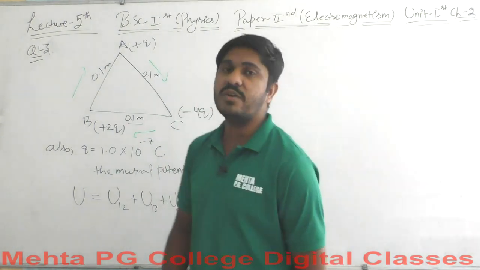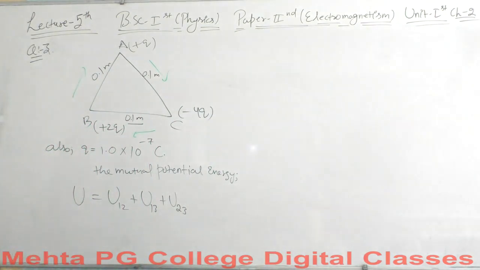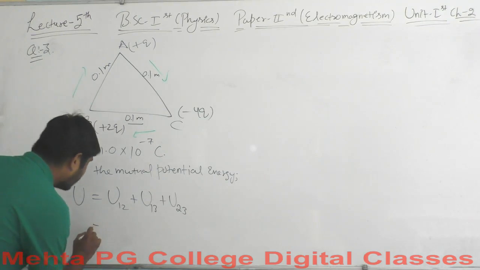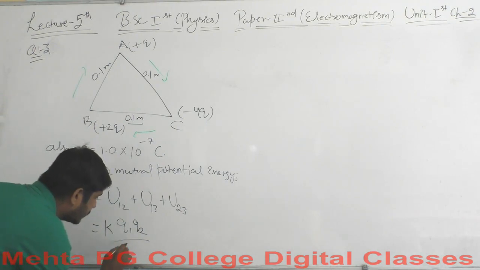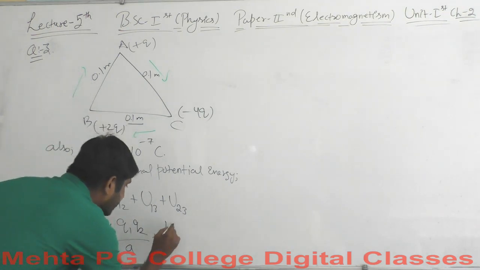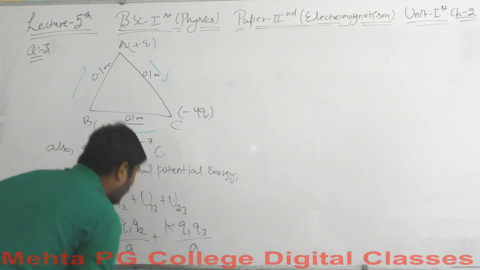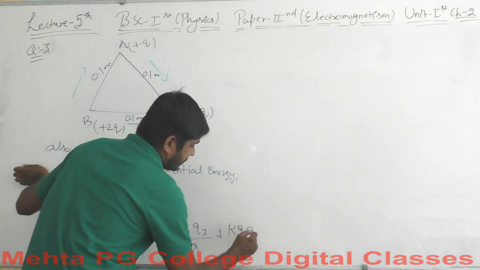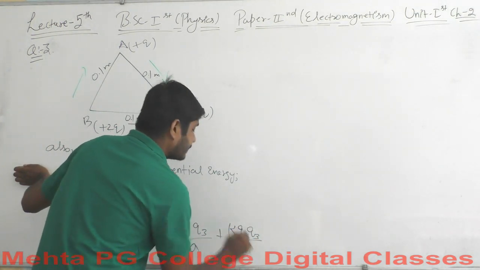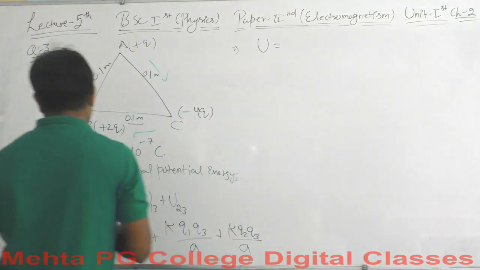Okay, so this is what we are going to calculate here, but without wasting any time, let's use the formulas. Where are the formulas? Let's put them step by step, saying that U is equal to K Q1 Q2 upon A, we are using A here, plus K Q1 Q3 upon A again, plus K Q2 Q3 upon A.